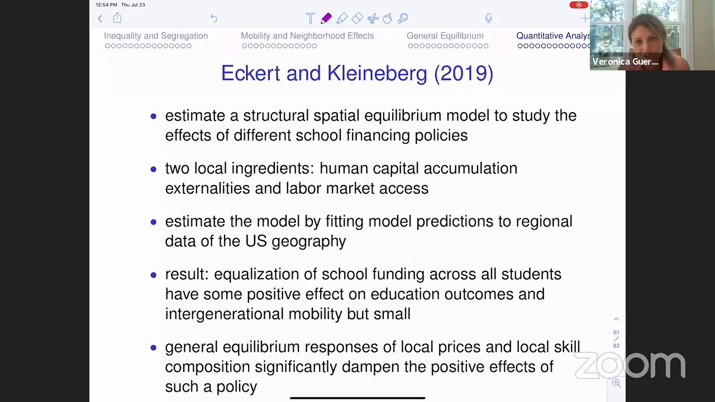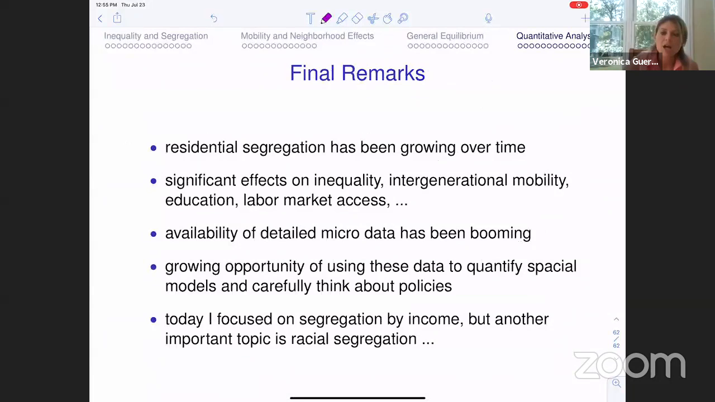Unfortunately, the result is not so big, meaning that it's not very optimistic, and the equalization of school funding across all students has some positive effect, but not particularly sizable. But I think in general, there is a lot of room here for future work on spatial models that emphasize the role of residential segregation and try to understand effects on inequality, intergenerational mobility, labor market access, education, and other important dimensions that affect the functioning of the economy.